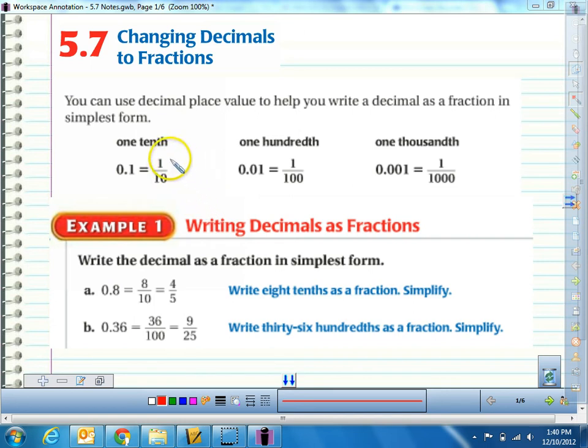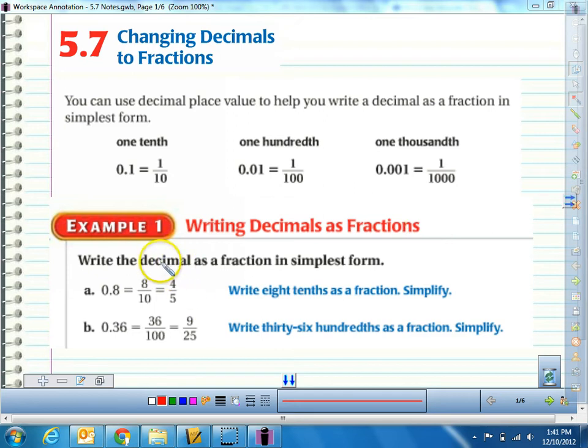So the first thing we want to do is look at our decimal and figure out how we would say this. You know, we don't want to say 0.1. We would say this is 1/10. Well, that is exactly how we would write it as a fraction, 1/10. So 1/100th becomes 1/100. 1,000th becomes 1/1000.